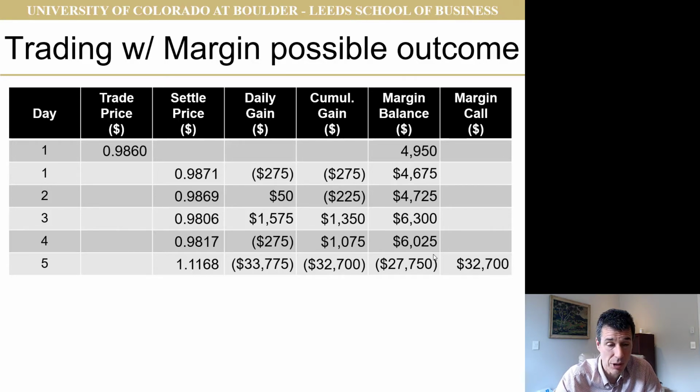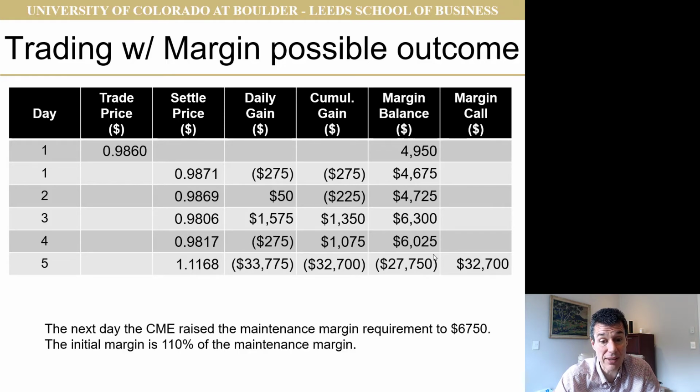And what happened on that fifth day was that the Swiss central bank changed policies in quite a dramatic way. And the Swiss franc strengthened. Now, the main drivers here were Swiss francs and euros. So the Swiss franc strengthened something like 20% against the euro. It was a huge move. And of course, if you were short Swiss francs, you lost a lot of money. Now, the next day, the CME raised the maintenance margin level requirement to 67.50. And of course, the initial margin is 110% of that.